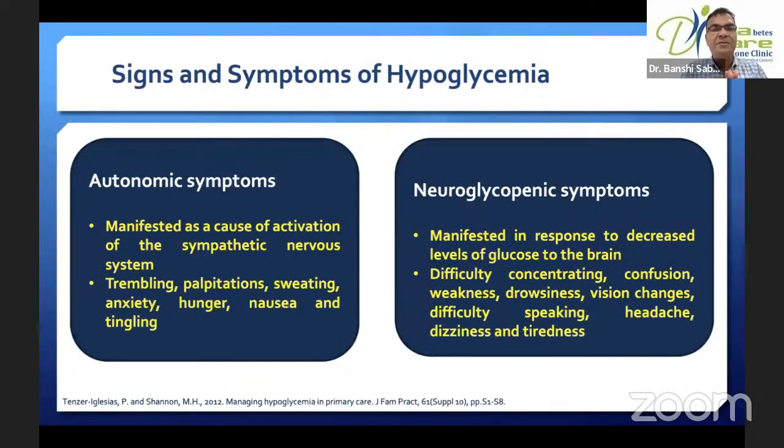The signs and symptoms of hypoglycemia are divided into two. One is autonomic symptoms, the other is neuroglycopenic. Autonomic nervous system symptoms are manifested as a result of activation of the sympathetic nervous system: trembling, palpitation, sweating, anxiety, hunger, nausea, tingling. Neuroglycopenic symptoms arise in response to a decreased level of glucose to the brain: difficulty in concentrating, confusion, weakness, drowsiness, vision changes, difficulty speaking, headache, dizziness, and tiredness also.